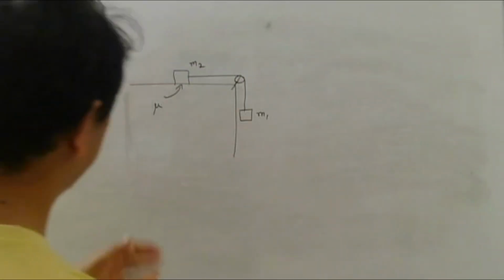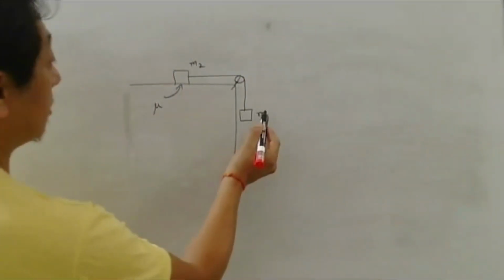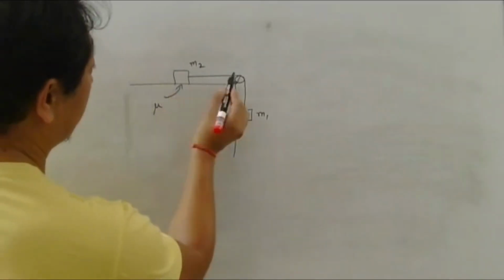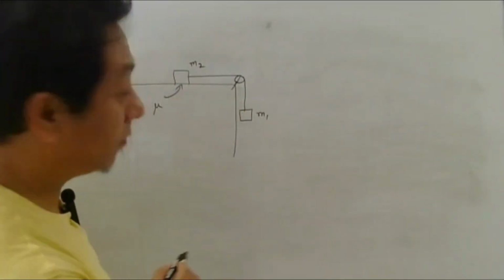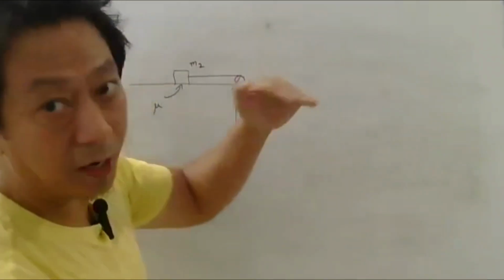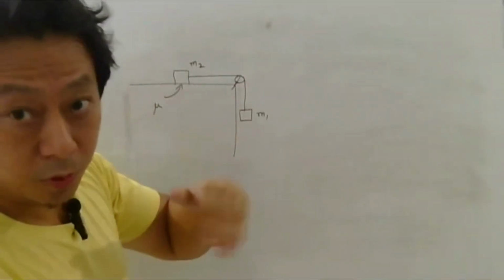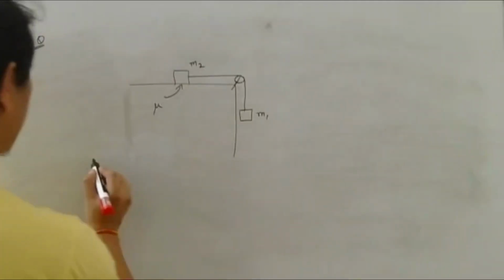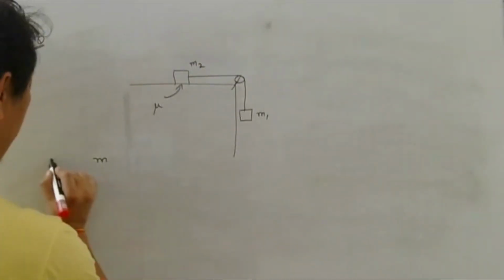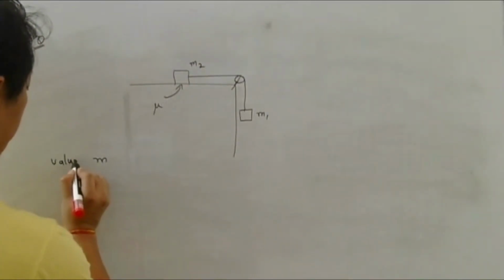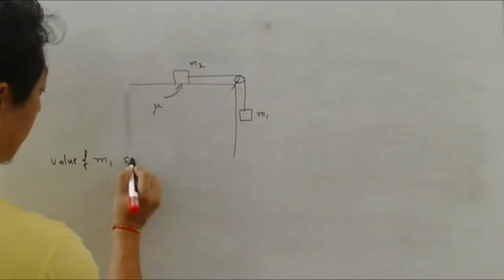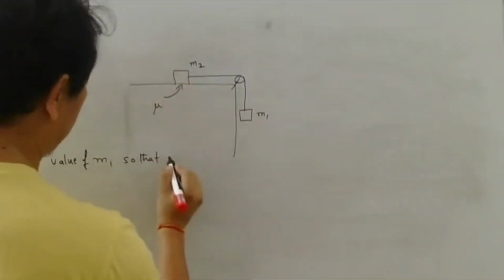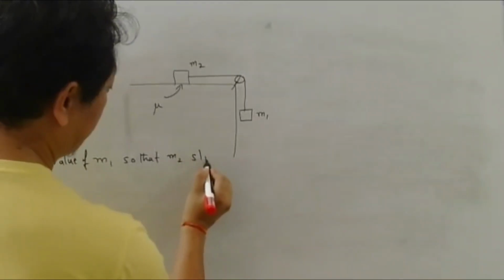So you have to find, you know that if this becomes more and more, then one day this will slip, right? If you keep increasing this, at one point it will slip. More than that, it will 100% slip. Less than that, it will not slip. So you have to find the value of M1 so that the two blocks or this block slips, so that M2 slips.